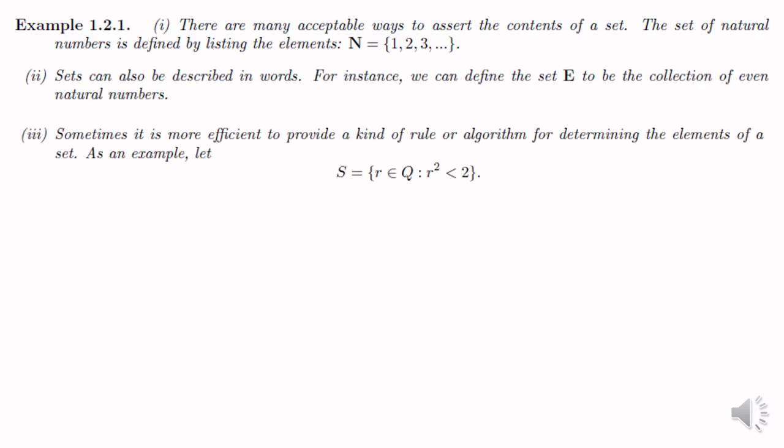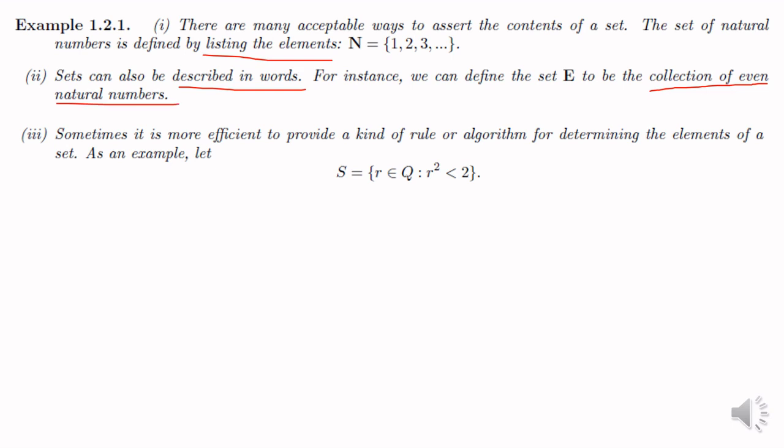Now we shall see the different ways of representing sets. The first way of representing a set is by listing the elements in the set. For example, the set of natural numbers denoted as N is defined as N equals the set 1, 2, 3, 4, etc., just listing the natural numbers. Another way to represent a set is by describing it in words. For example, the set 2, 4, 6, 8, etc., that means the even natural numbers. We just say that it is a set of even natural numbers, and that set is denoted as E.